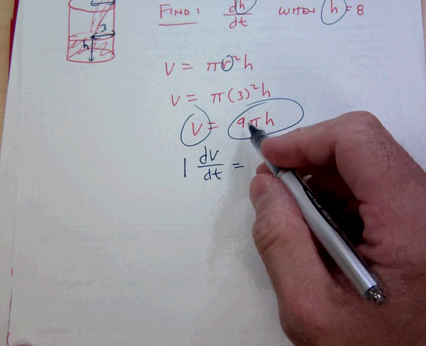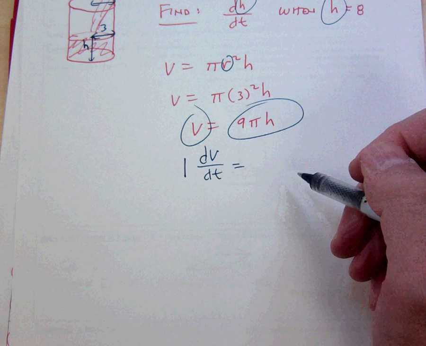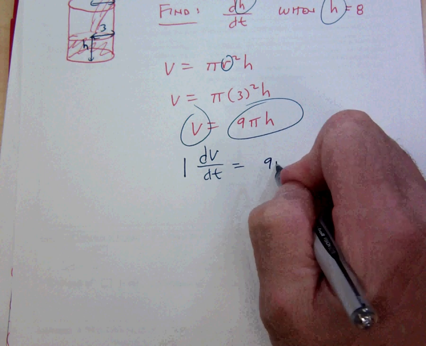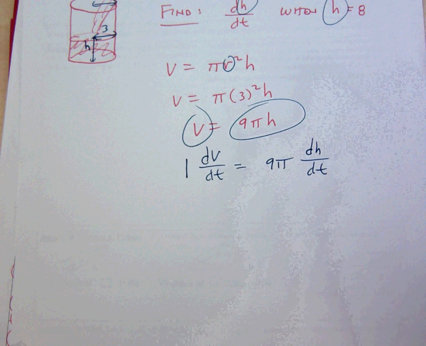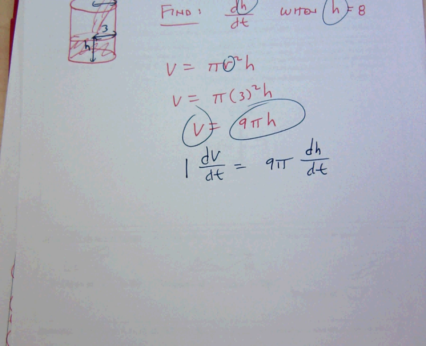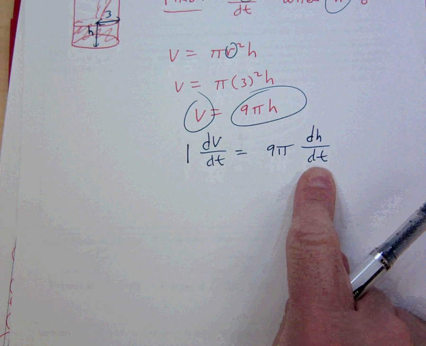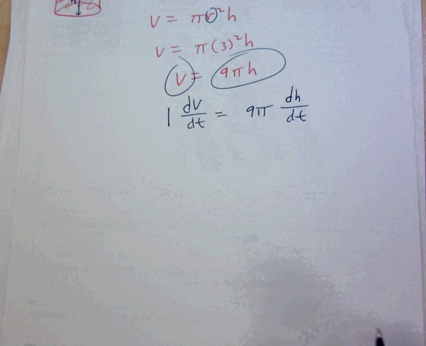What's the derivative of that with respect to t? Well, if that was like 6h, for example, what would be the derivative of 6h? 6. Well, so in this case, what's the derivative of 9 pi h? 9 pi, but you have to put a dh/dt, because again, we're differentiating with respect to t, not h. If we were differentiating with respect to h, we wouldn't need that, would we? No. Okay. All right, so just simplify this.